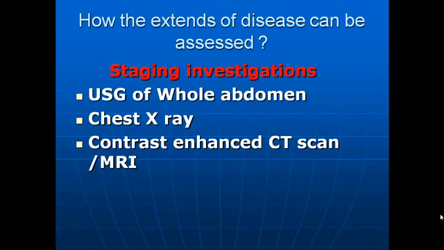Now the next question is how you will stage the tumor. That is the extent of the tumor. To assess the extent of the tumor, we call it the stage. For staging of this tumor, you have to do a few investigations. First of all, you have to do an ultrasonography of the whole abdomen to see the liver metastasis, to see the peritoneal seedling. You have to do an X-ray chest to see pulmonary metastasis.